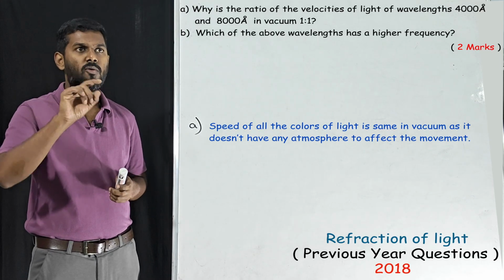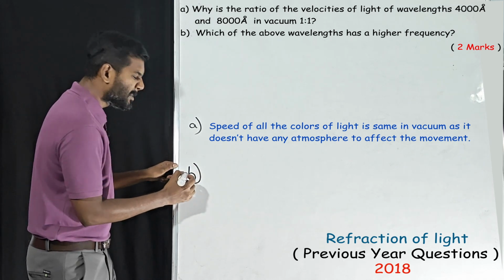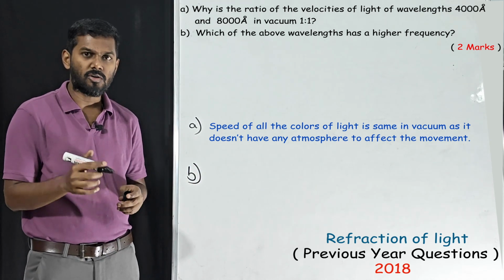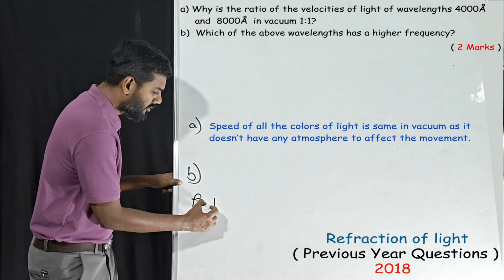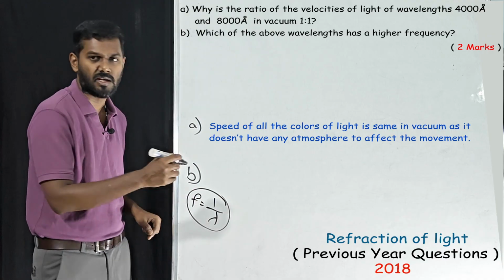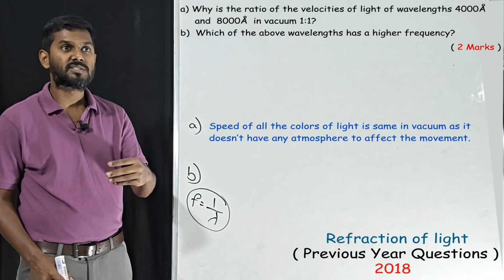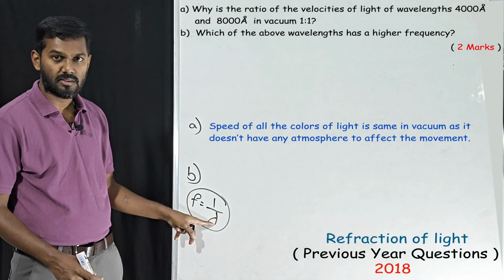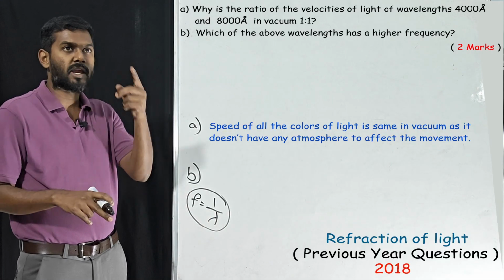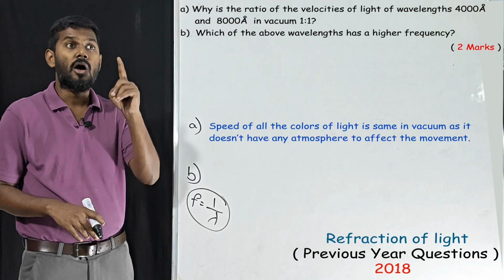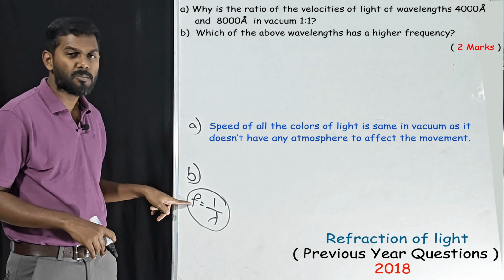We have one more question. Which of the above wavelengths has higher frequency? Okay, they are talking about higher frequency. We know frequency and wavelengths are inversely proportional. This is the relationship. So whichever has the highest wavelength will have the lowest frequency. See, out of 8000 angstrom and 4000 angstrom, which has maximum wavelength? 8000 angstrom, so that will have minimum frequency.